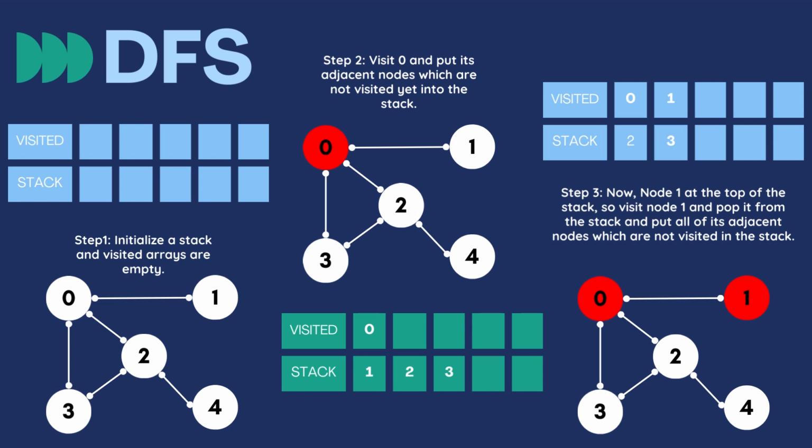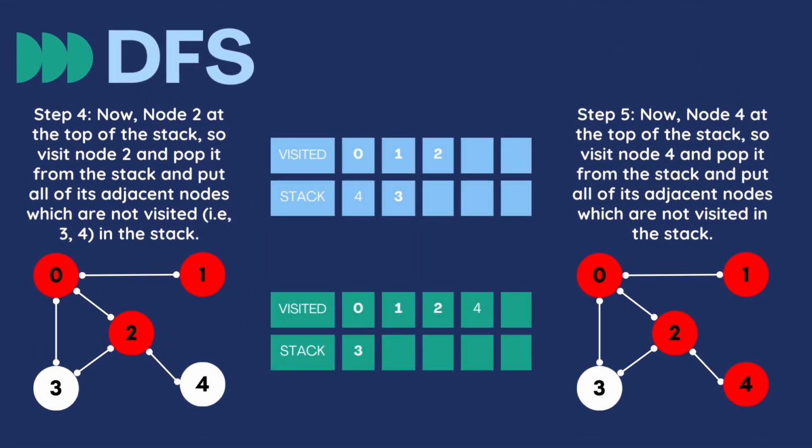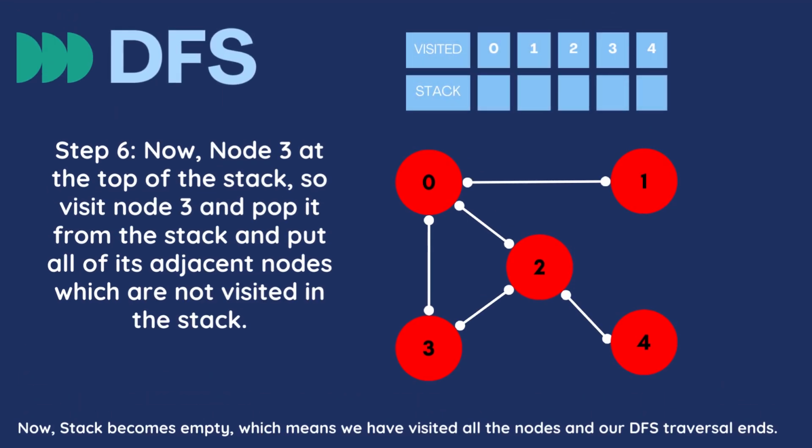Now, still continuing along the node, backtracking it, node 2 is at the top of the stack, so visit node 2 and pop it from the stack and put all of its adjacent nodes, which are not visited, i.e., 3, 4, in the stack. Similarly, now node 4 is at the top of the stack, so visit node 4 and pop it from the stack and put all of its adjacent nodes, which are not visited, in the stack. And now finally, node 3 is at the top of the stack, so visit node 3 and pop it from the stack and put all of its adjacent nodes, which are not visited, in the stack.